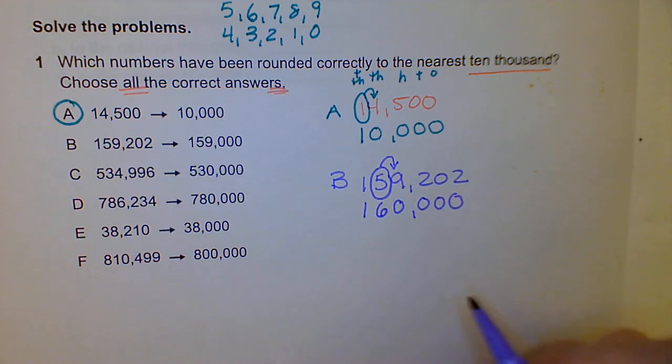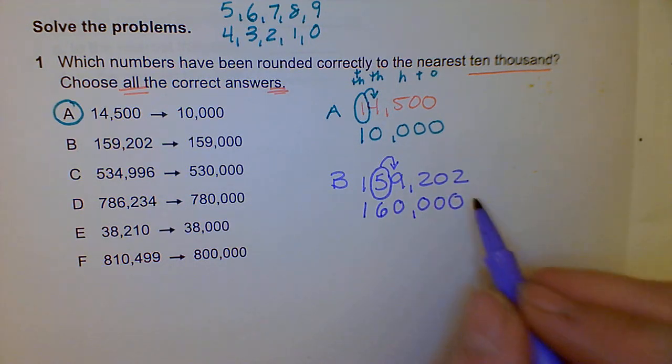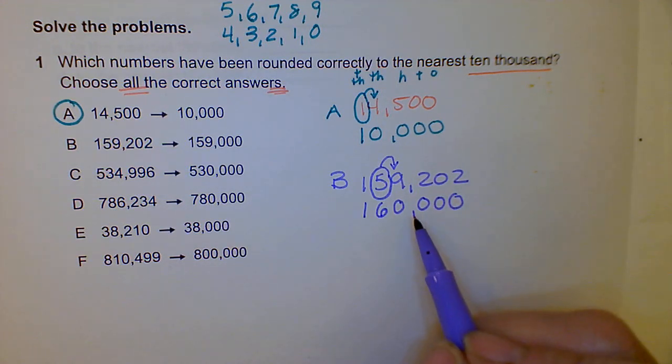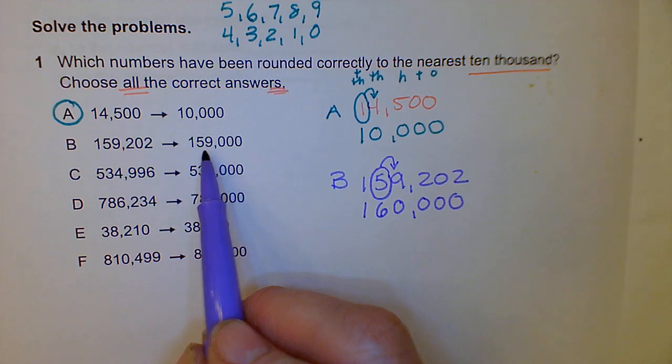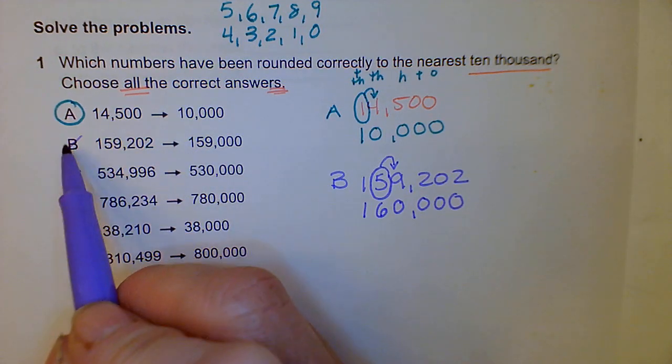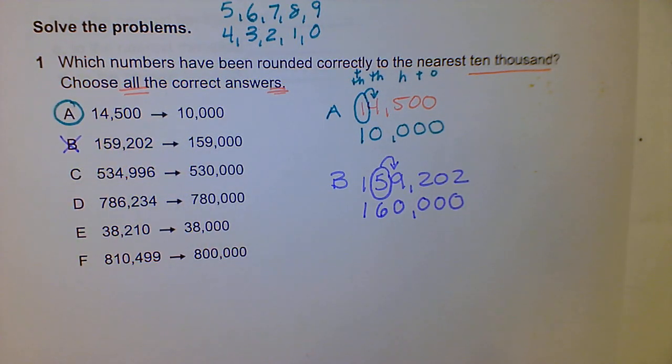And now we have correctly rounded 159,202 to the nearest 10,000. And that would be 160,000. Did they do it correctly here? They absolutely did not. That is wrong. They rounded it to the nearest 1,000. Next one.